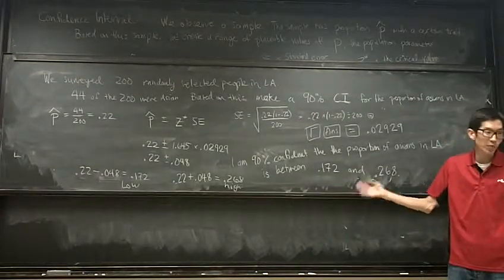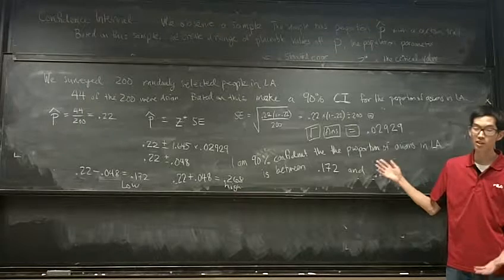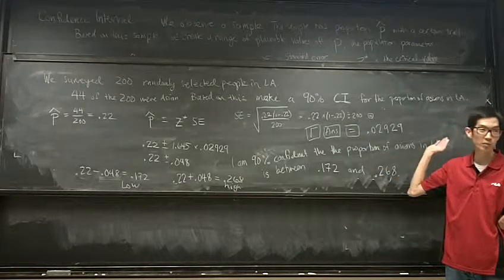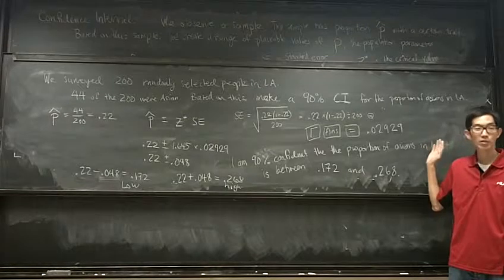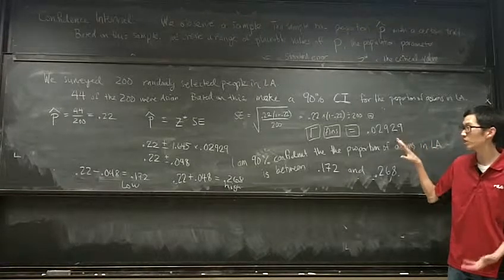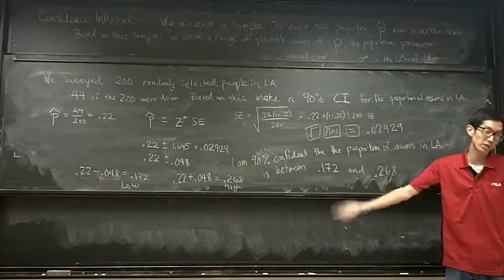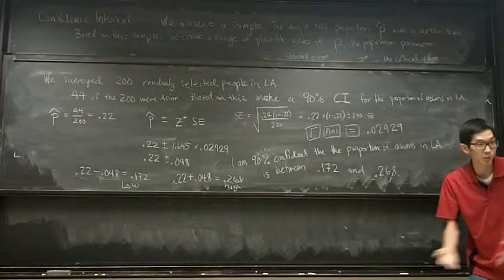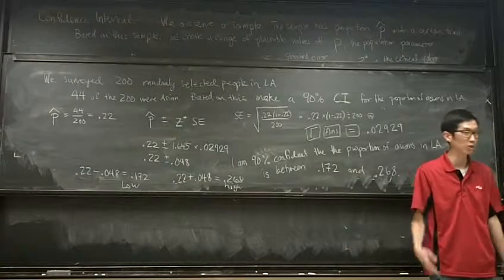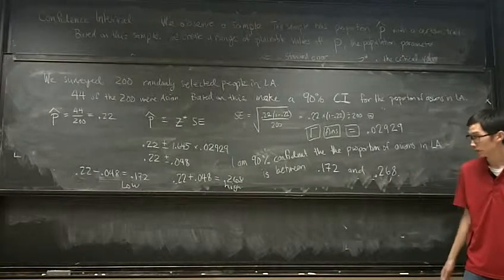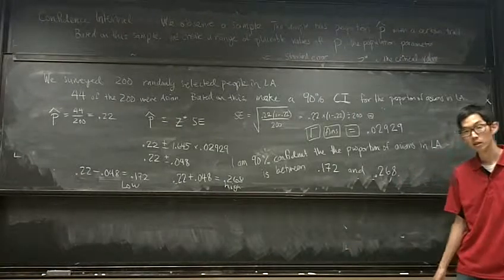Is it possible that the proportion of LA that's Asian is some other number outside of this range? Yeah, it's possible, but that just means our random sampling was kind of a weird sample. I happened to just get an unusual sample that either gave me too many or too few Asians. Okay?